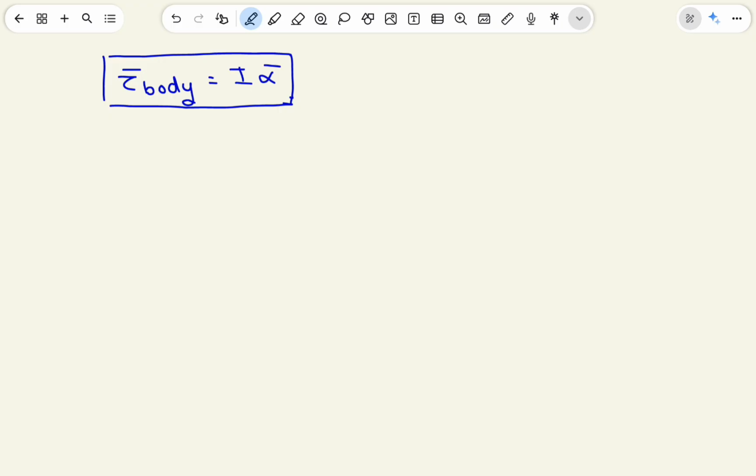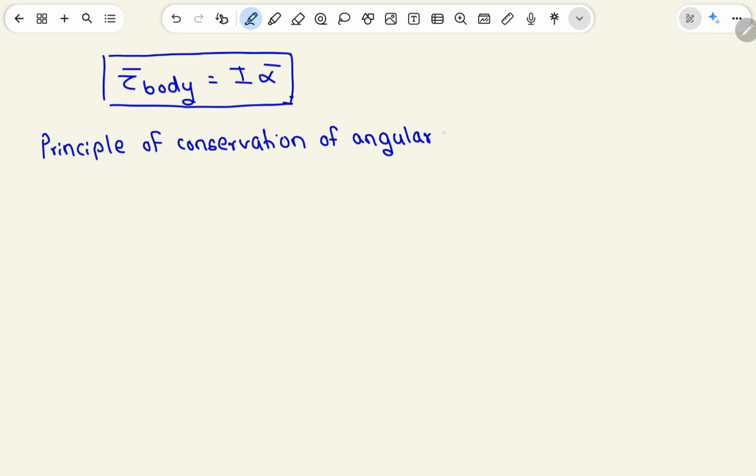Now, I'll end the lecture with a small point, which is the proof of the principle of conservation of angular momentum using the formula that we have derived. So let's study this principle of conservation of angular momentum. Let's first see what this principle is trying to tell us.